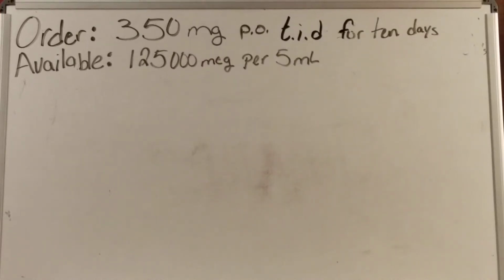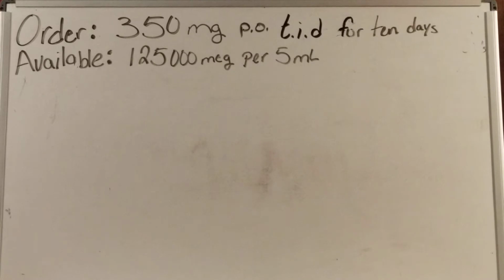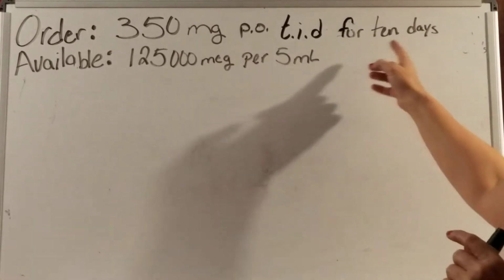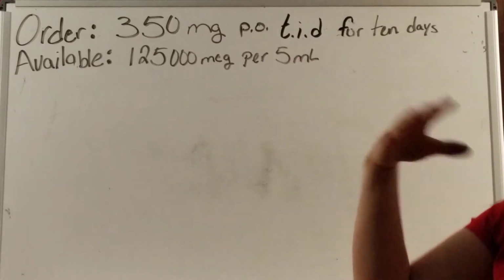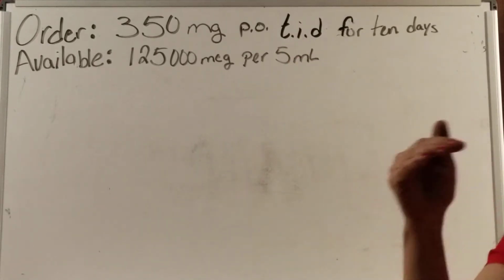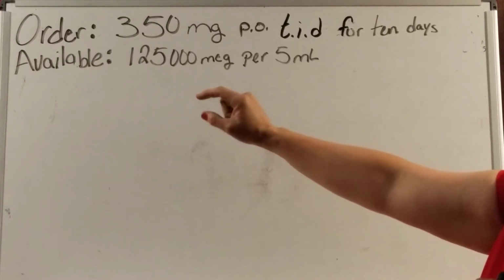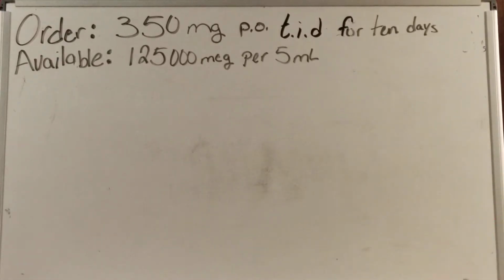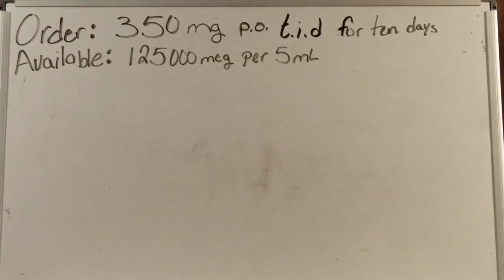On this one here, we have an order of 350 milligrams by mouth 3 times a day for 10 days. So make sure you understand what TID means, BID, what do they stand for. Make sure you understand that. You're given this drug, you're given a medication label. So you could be given a label. Make sure you're able to read labels.